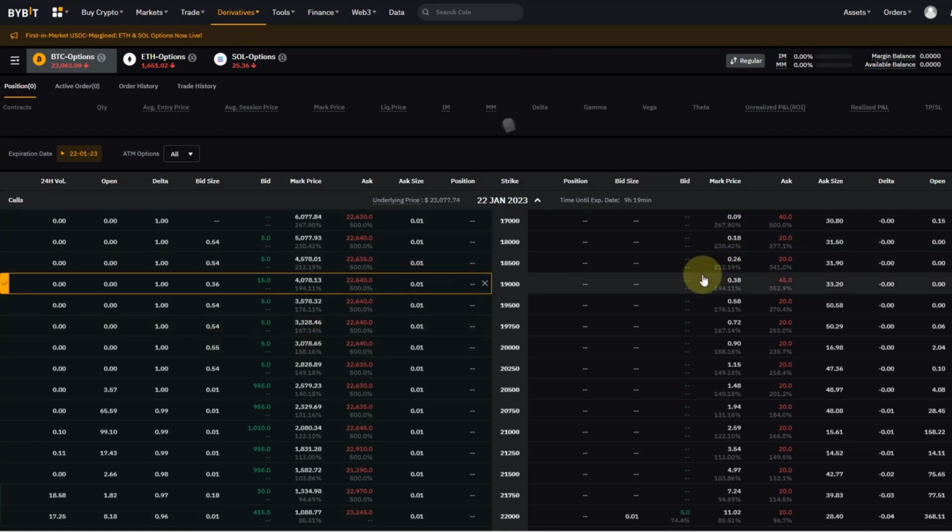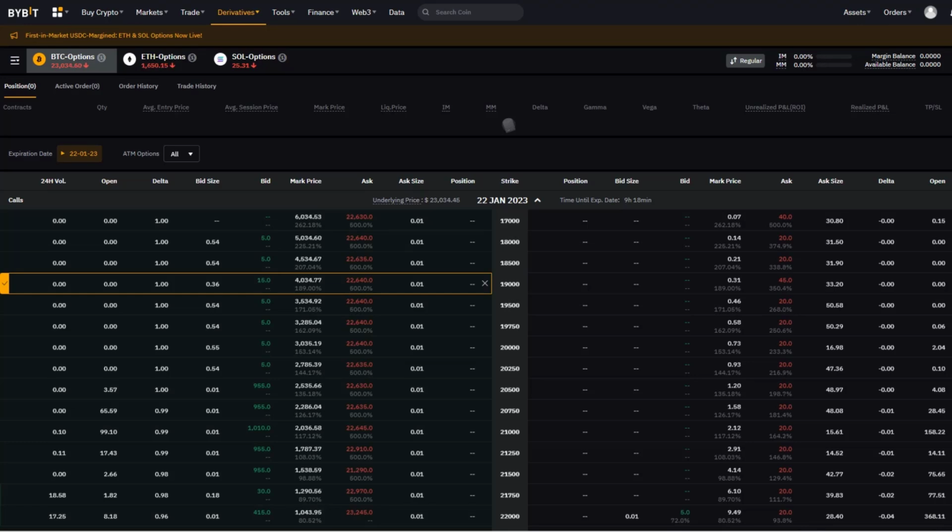And on the other hand, if the price of the underlying asset, in this case Bitcoin, goes down and you bought a put option, right-hand side, then you can sell the option for a profit. However, if the price of Bitcoin doesn't move in the direction that you were hoping for, then you will basically lose the premium that you paid for the option. So the price, that is your loss.